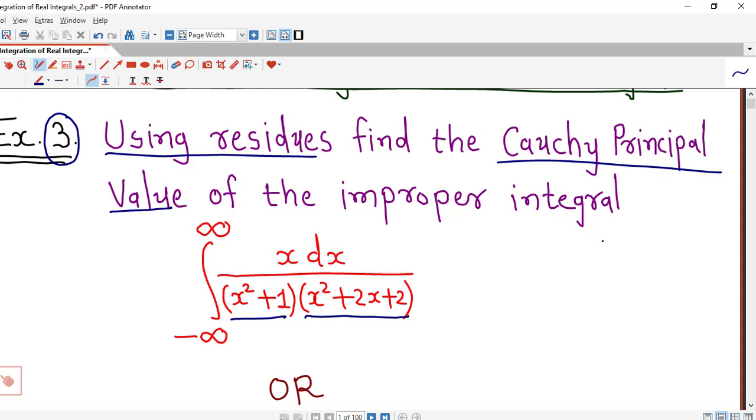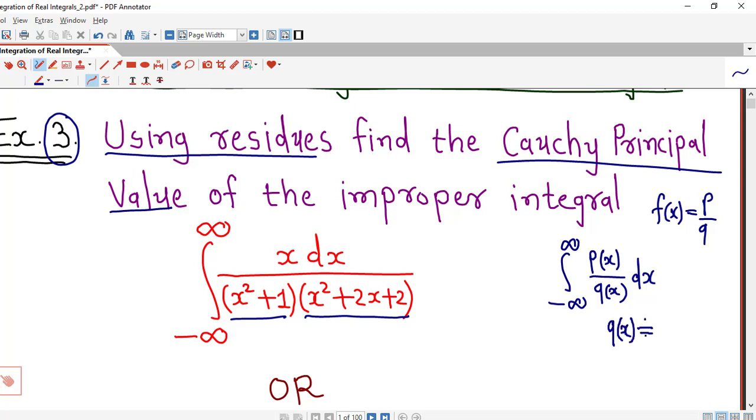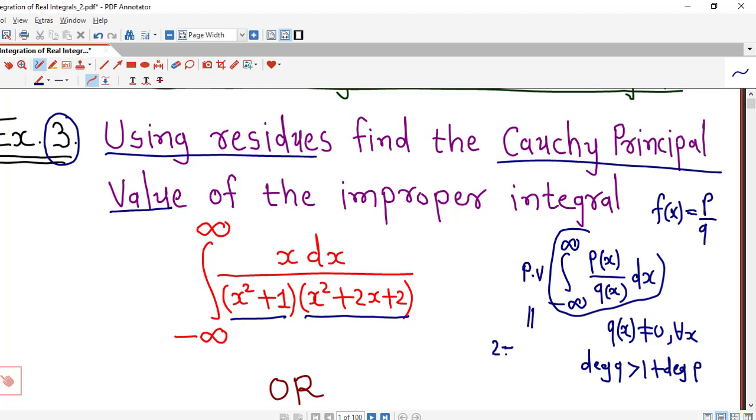We have discussed the meaning of Cauchy principal value in lecture number 1, and we have also discussed that if our function f(x) is a rational function, that is a division of two polynomials, f(x) is p by q, where p and q are polynomials in x, and if this q(x) is non-zero for all x and degree of q(x) is strictly greater than 1 plus degree of p, then the Cauchy principal value of this improper integral is given by 2 pi i times the sum of residues of the complex function f(z) at the poles of f(z) in the upper half plane.